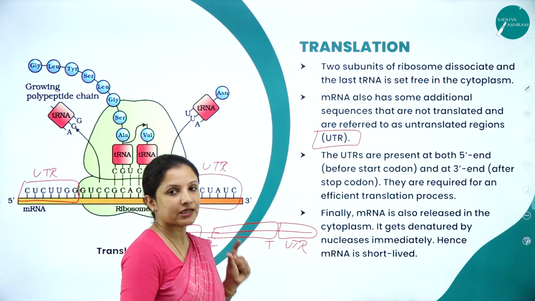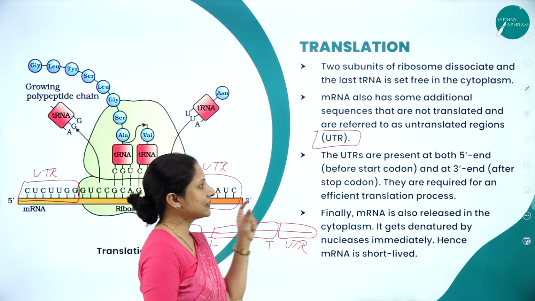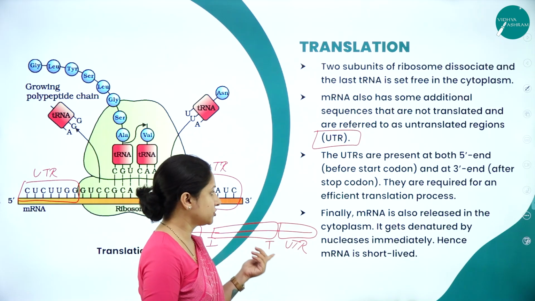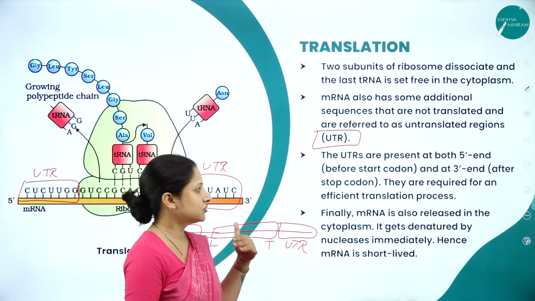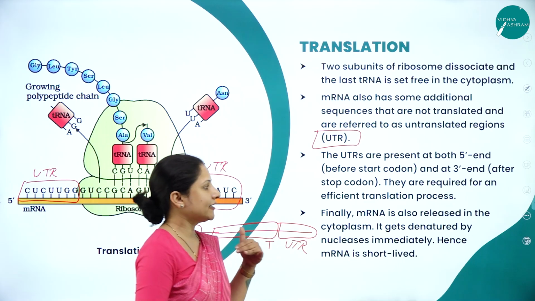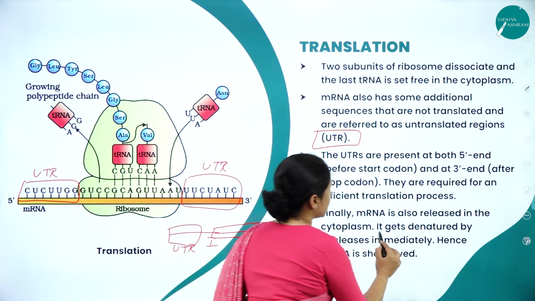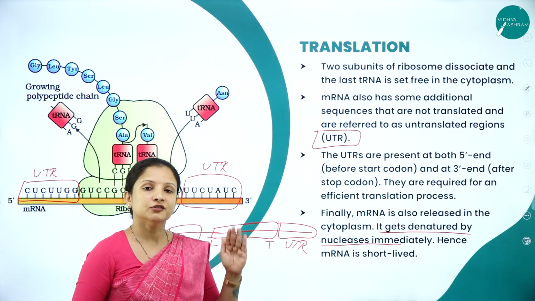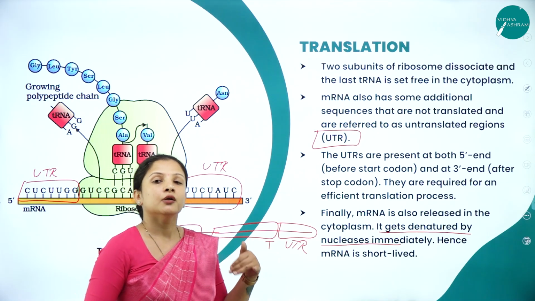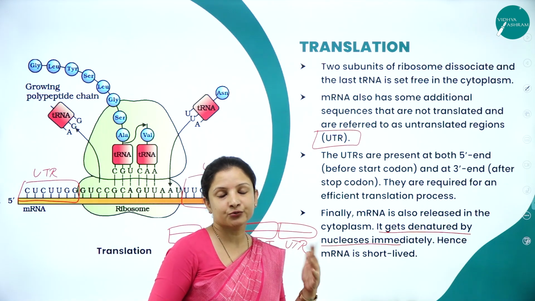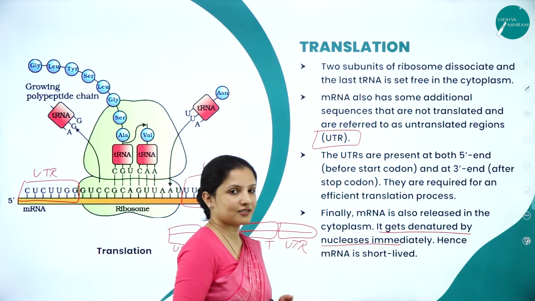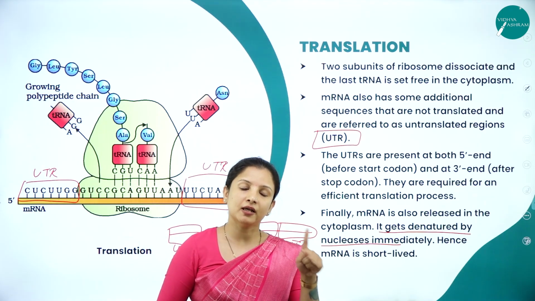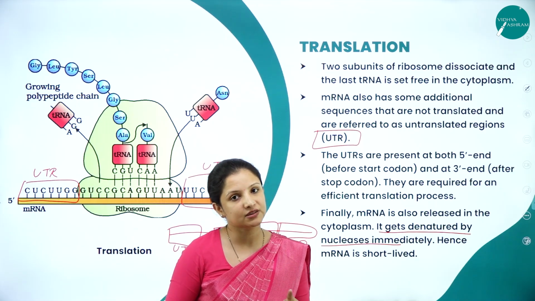So what happens to these untranslated regions? They are required for efficient translation process also. And finally the mRNA is released in the cytoplasm and it gets degraded by the nucleases immediately. So the untranslated region that is there is of no use, right? The nucleases will just degrade it and it will vanish from the cytoplasm, and that is why mRNA is always short-lived. DNA is long-lived, mRNA is short-lived.